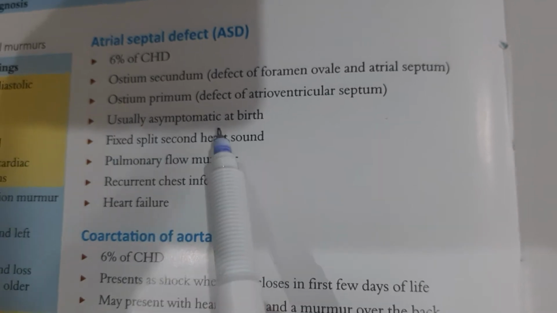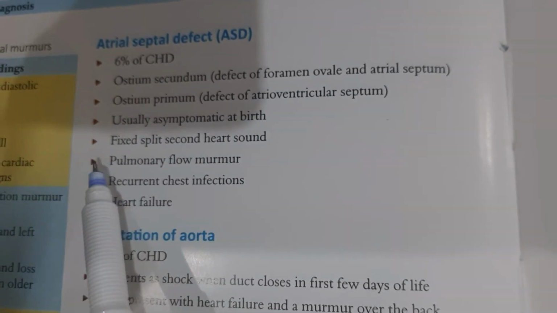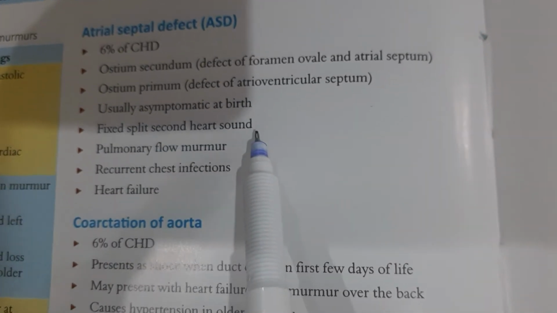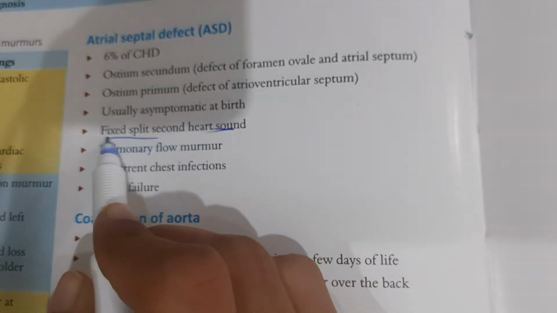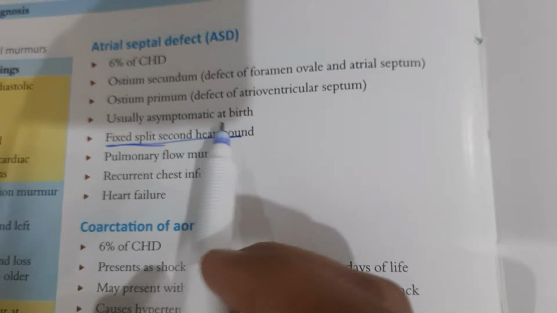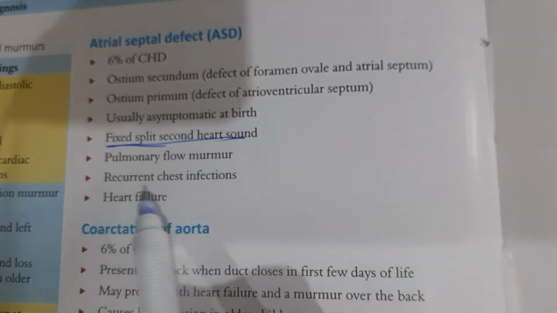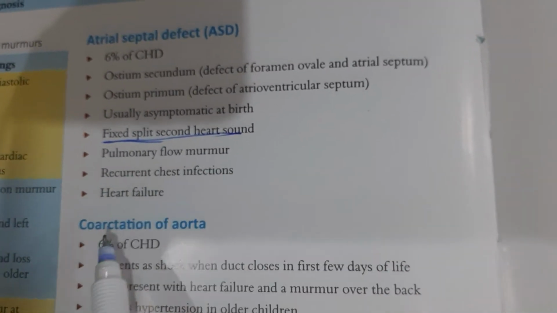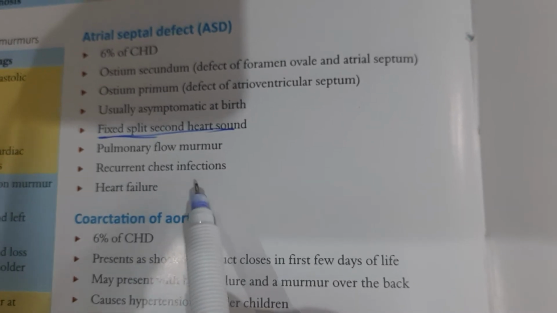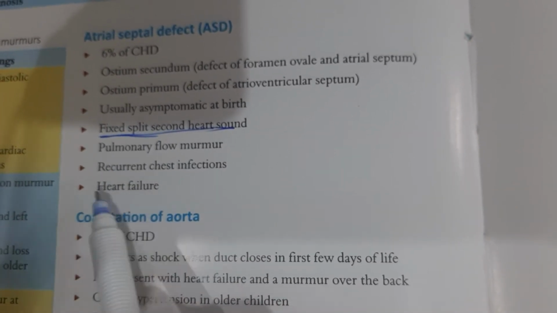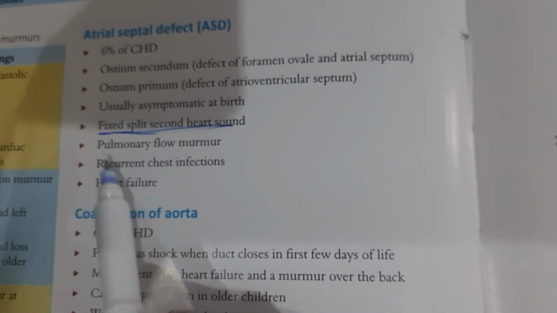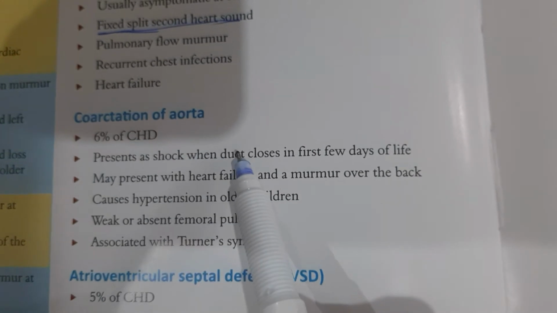It is usually asymptomatic at birth. There is a fixed split second heart sound. This is the specific feature associated with this heart disease only, that there is a fixed split second heart sound. There is a pulmonary flow murmur. It presents with recurrent chest infections, and the most grave outcome of this can be heart failure.